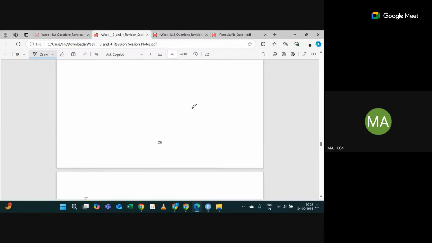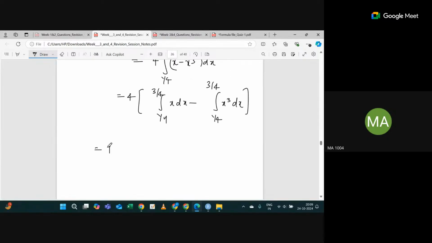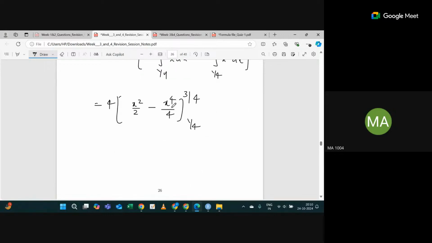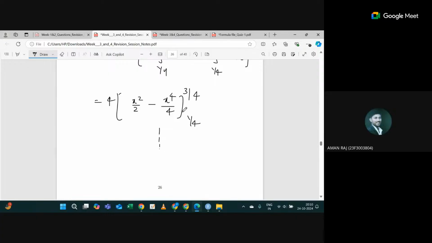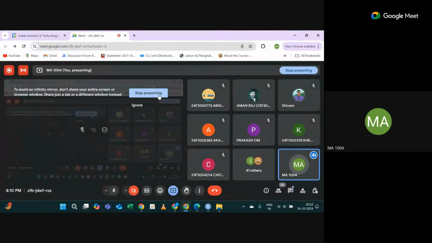Now the same thing you can do here. It will be x² by 2 minus x⁴ by 4, from 1 by 4 to 3 by 4. So just substitute these values. First substitute 3 by 4: (3 by 4)² by 2 minus (3 by 4)⁴ by 4, then minus the same expression at 1 by 4. Is this all right? Yes. So you got the idea.